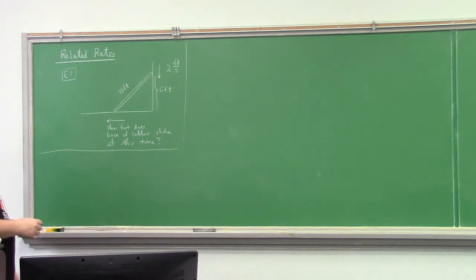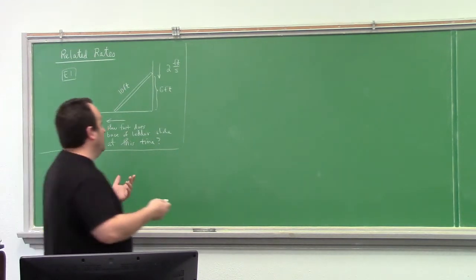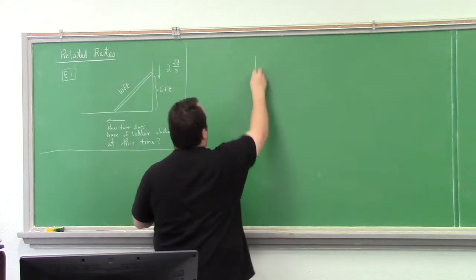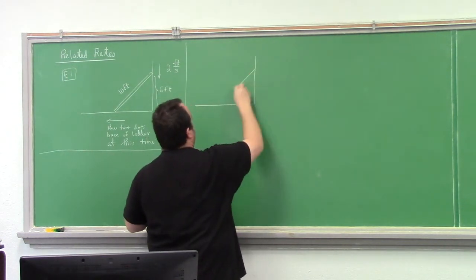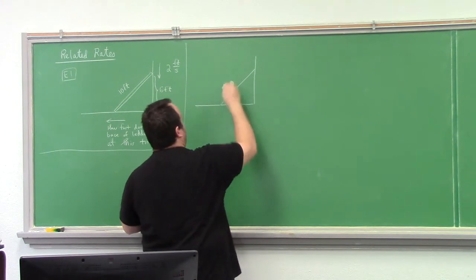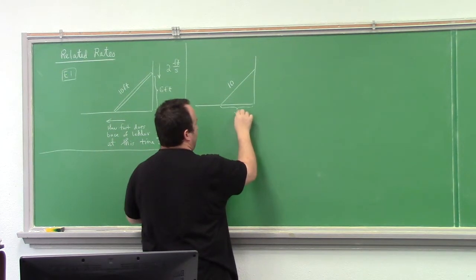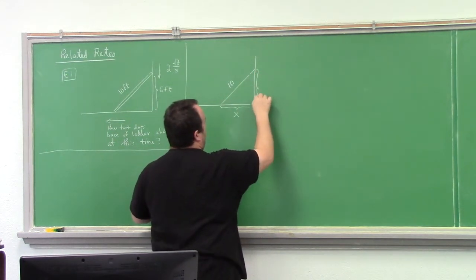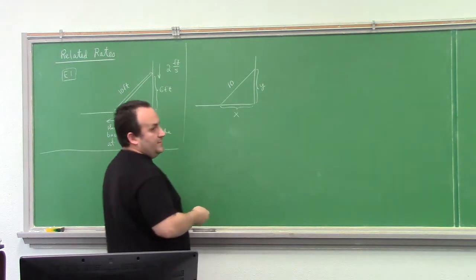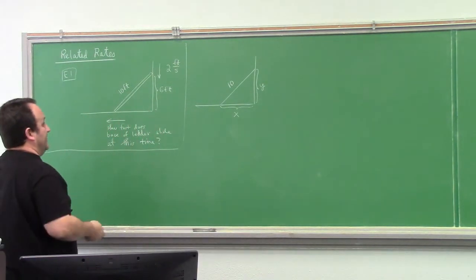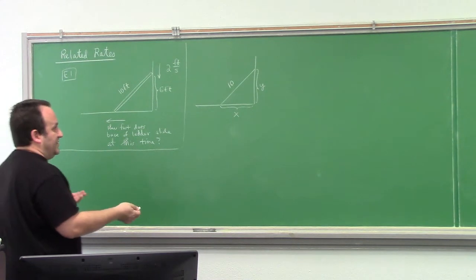When you're faced with a problem like this, the first thing you want to do is draw the picture and make some labels for the things that are involved. In this one, this is 10. I'm going to work in feet, so I'm not going to put 10 feet. I'm going to call the distance this way x, and the distance this way y.